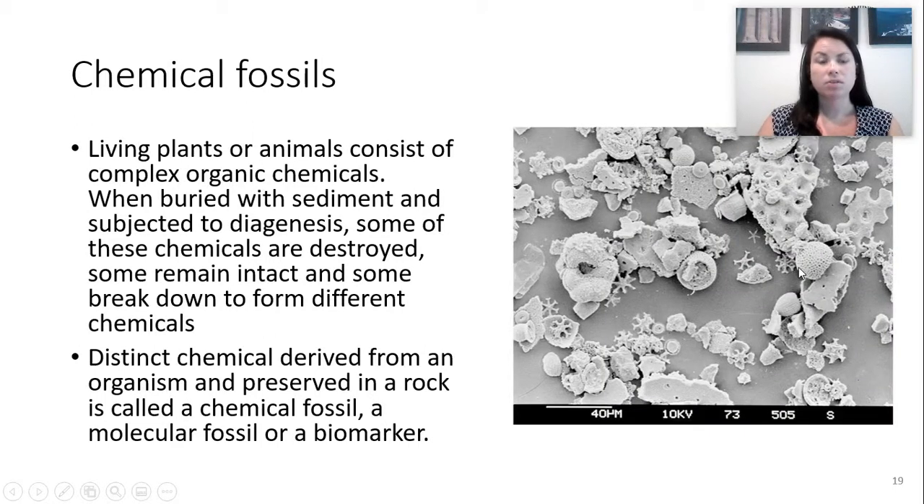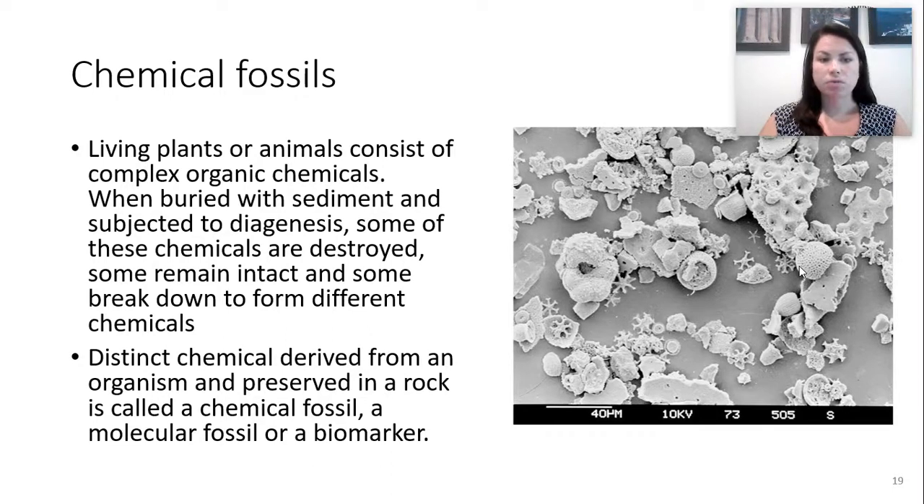Okay, chemical fossils. So these are living plants or animals that consist of complex organic chemicals. Okay, so when they're buried with sediment and subjected to diagenesis, some of these chemicals are destroyed and some remain intact, but the chemicals break down in a different way. So I talked about diagenesis briefly with depositional environments, and this is just another way that we can understand how these plants or animals, how their organic content changes.